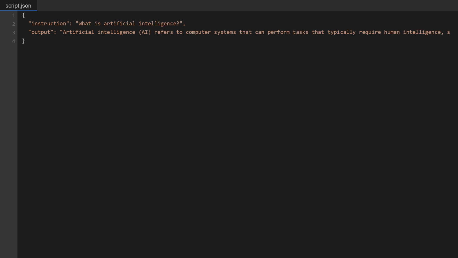The same format handles factual questions. The instruction is, "What is artificial intelligence?" And the output is a clear, accurate explanation. What's important here is that the model isn't just memorizing the specific answer. It's learning the general behavior of responding to questions with informative, well-structured prose. The format teaches the behavior. The content teaches the style.